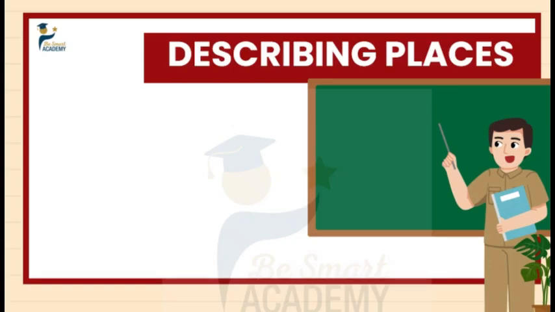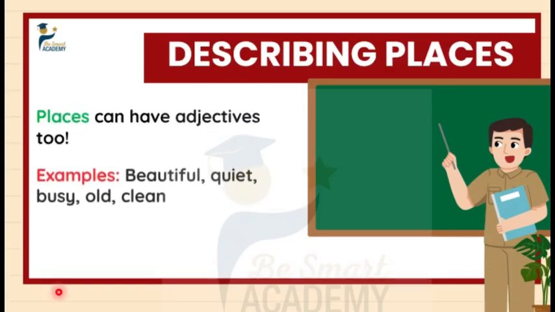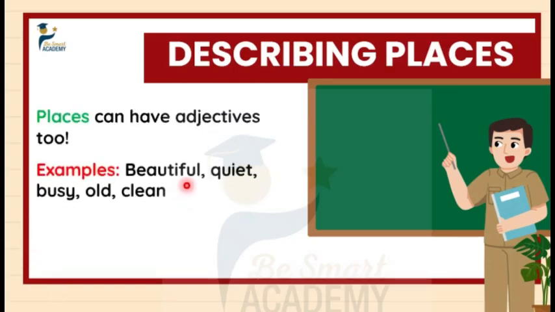Also, adjectives are used to describe places. For example, we can use words like beautiful, quiet, busy, old, clean, and many more words that are used to describe places. Now I'm going to take the word old to describe a place. I can say the house is very old. So the word old is an adjective. Why? Because it is describing the house.